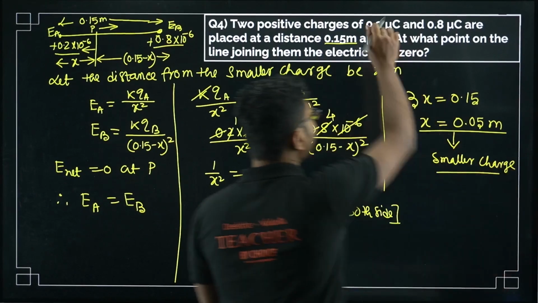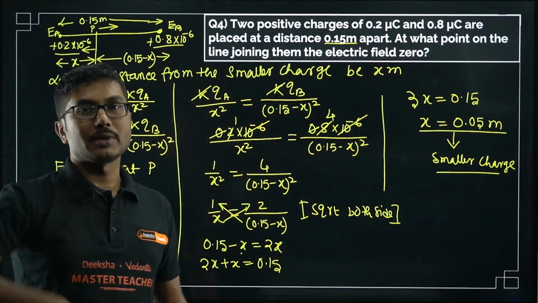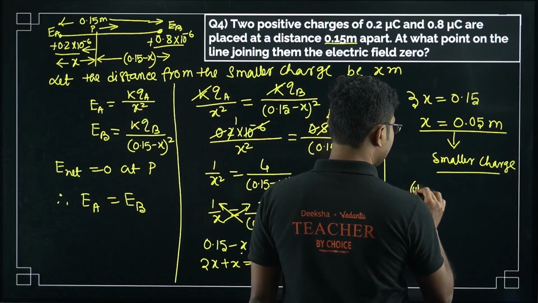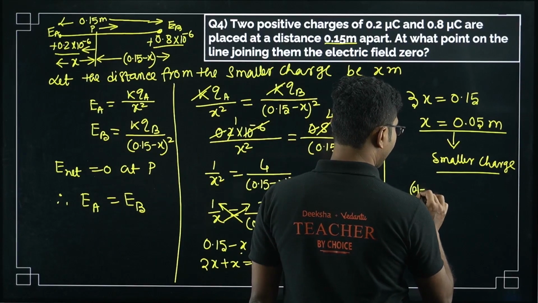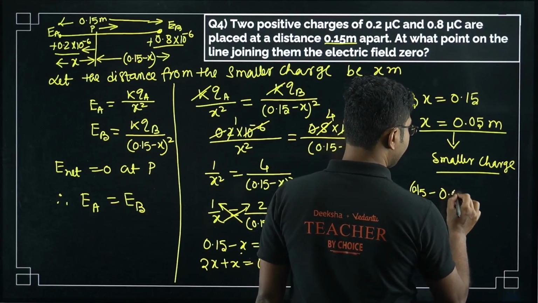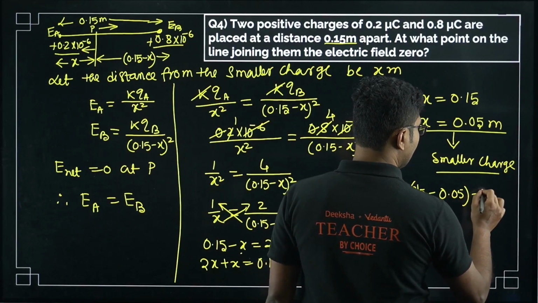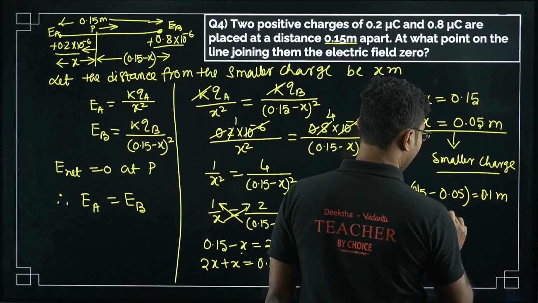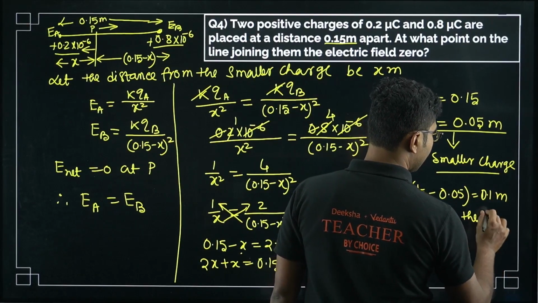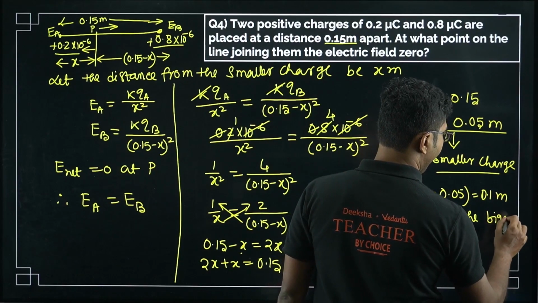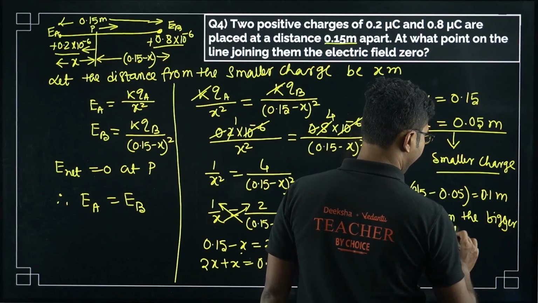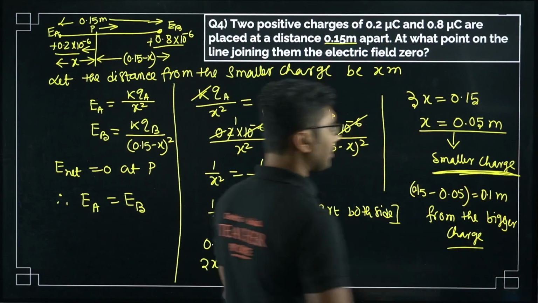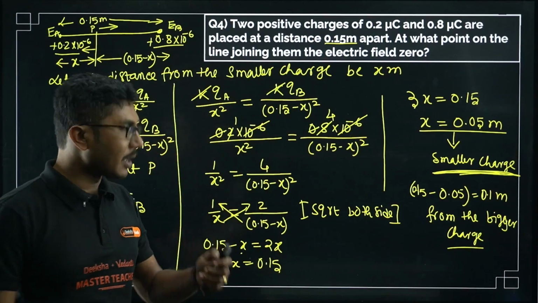In case they particularly mention what is the distance from the larger charge, then what you have to do, you have to find 0.15 minus 0.05, that is 0.1 meter from the bigger charge. So this is very important to mention. If you don't mention, 1 mark will be deducted.